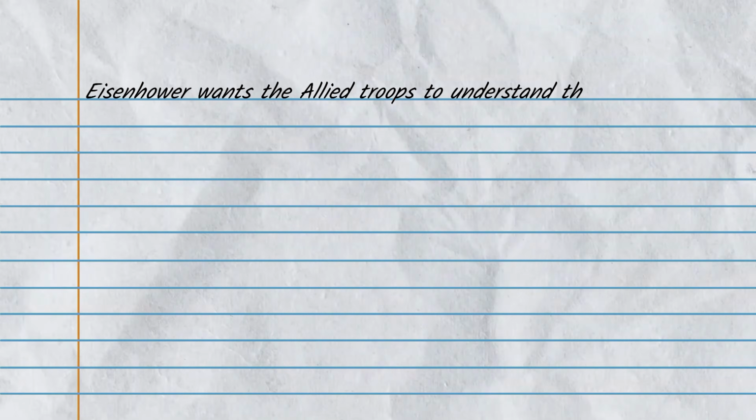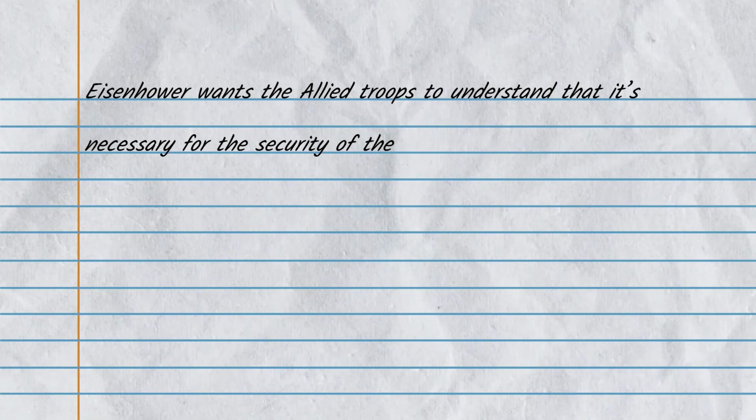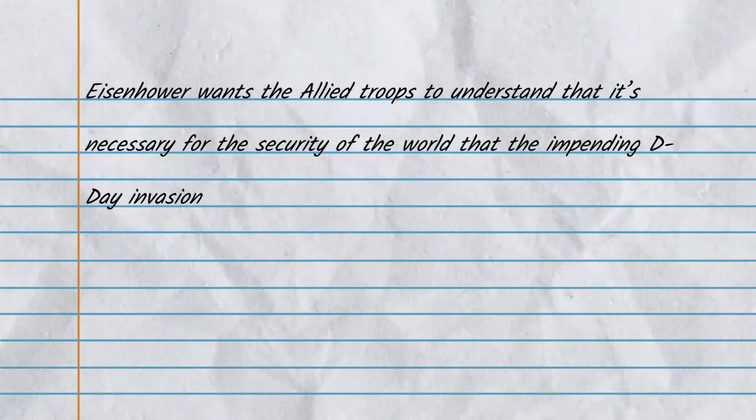Let's see if what you wrote is similar to what I did. Eisenhower wants the Allied troops to understand that it's necessary for the security of the world that the impending D-Day invasion be victorious. Now, you may be asking, what about all the other ideas like liberty, hope, courage, and determination? Don't worry. These will be incorporated in the last part of our purpose, which is the do portion.